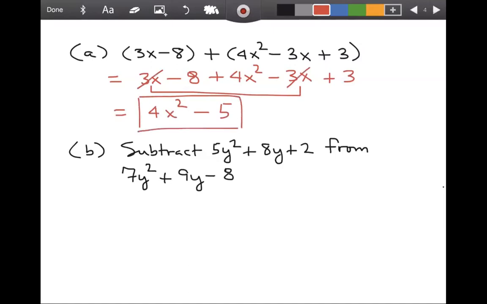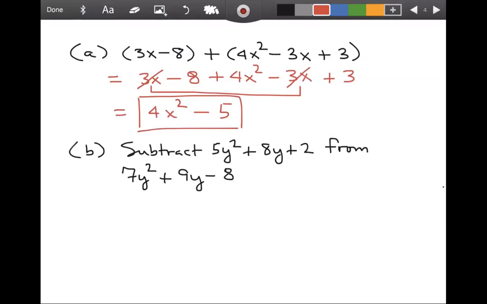And then finally, we have subtract 5y squared plus 8y plus 2 from 7y squared plus 9y minus 8. I remember telling you a long time ago that subtract from is one of my favorite kinds of problems. Do you remember the two things that you have to watch out for in a subtract from problem? Think about if it said subtract 8 from 12.